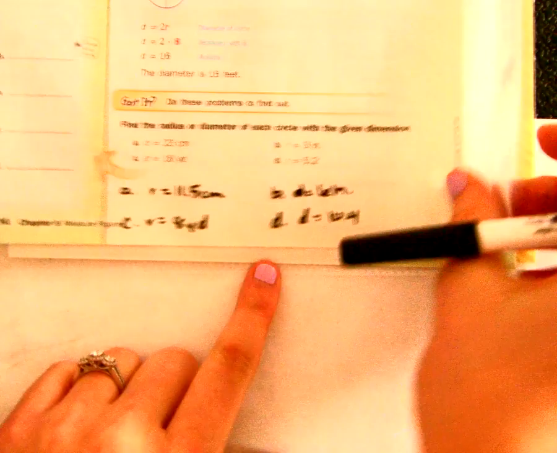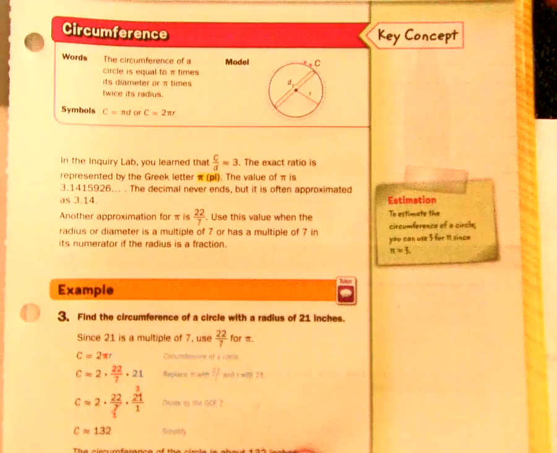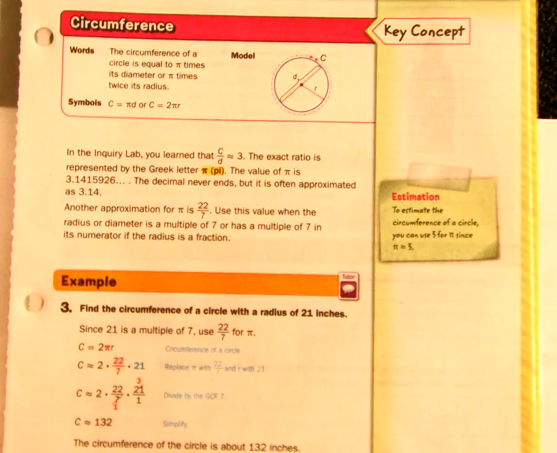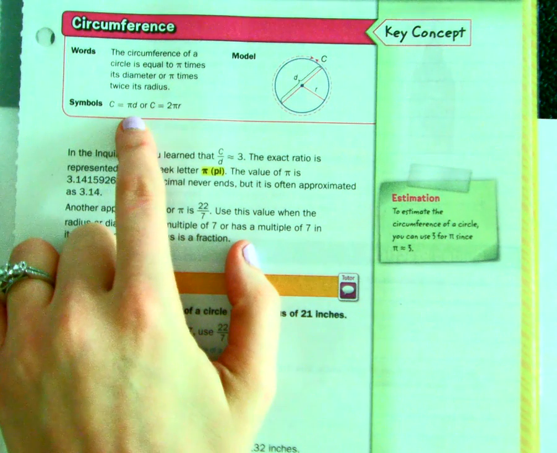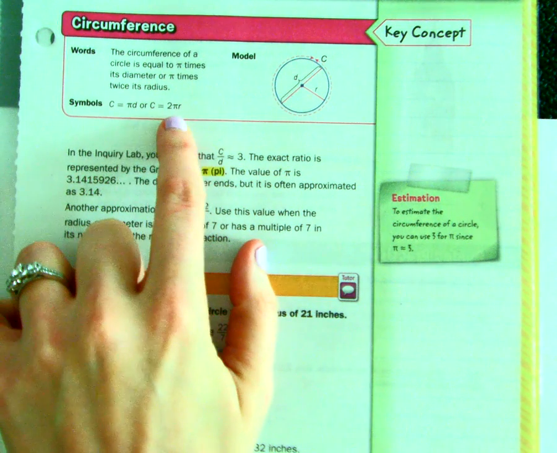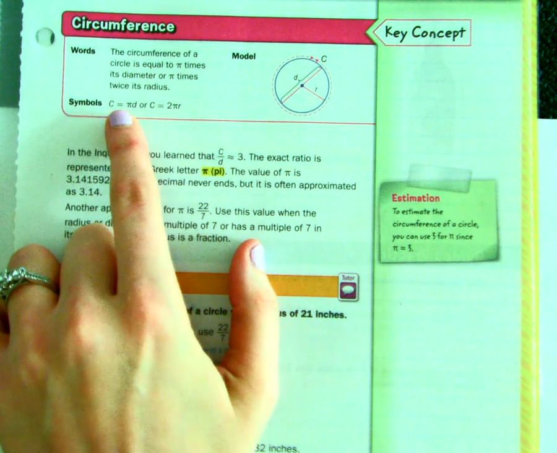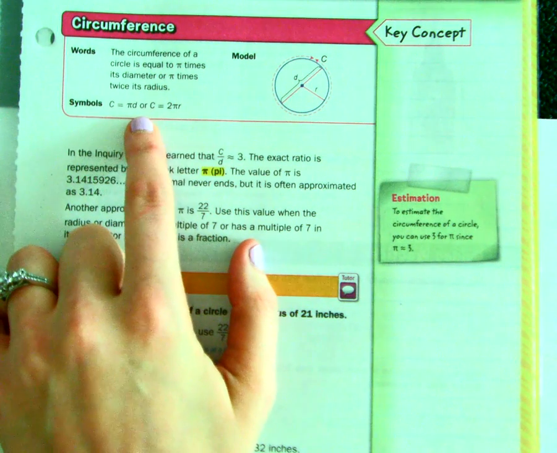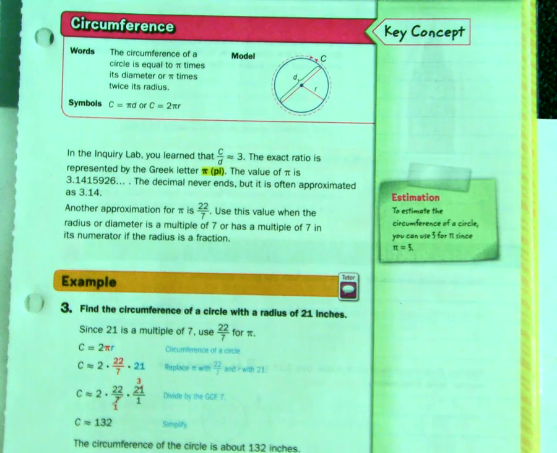Okay, the next concept we're going to cover is circumference. The circumference of a circle is equal to pi times its diameter, or pi times twice its radius. So we use the formula C equals pi times D, or C equals 2 times pi times R. Again, 2 times radius is the same thing as diameter. So we need to determine, do we have a radius or do we have a diameter?